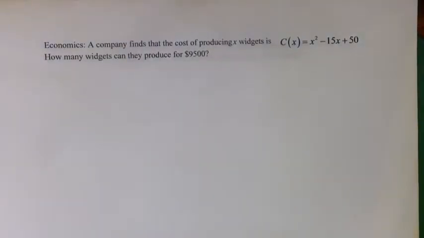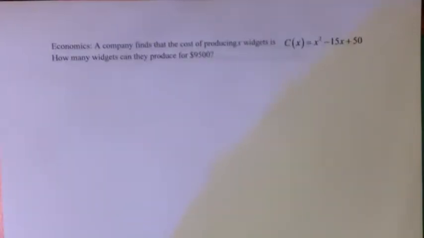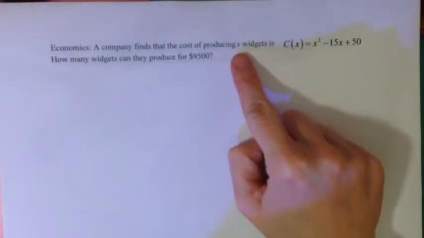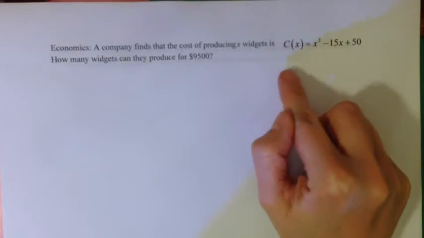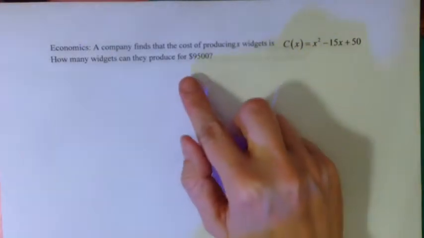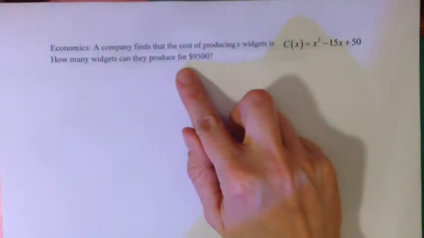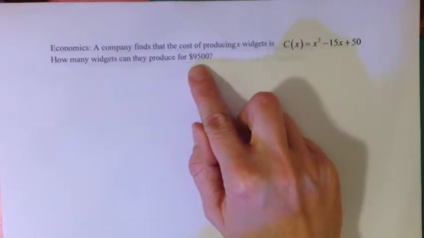Our next example comes from economics. A company finds that the cost of producing x widgets is given by this equation, C of x equals x squared minus 15x plus 50, and we'd like to know how many widgets they can produce for $9,500. So again, let's just take a closer look at the information we've been given. The x in this scenario represents the number of widgets that they're making, and the output is the cost of making that many widgets. I've been asked for how many widgets they can produce for a certain cost.